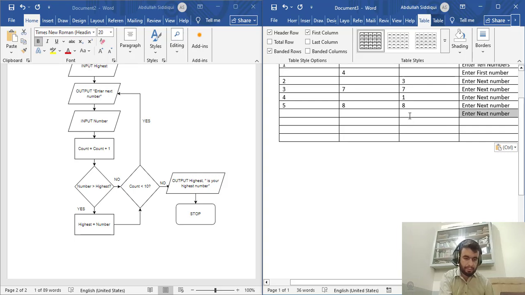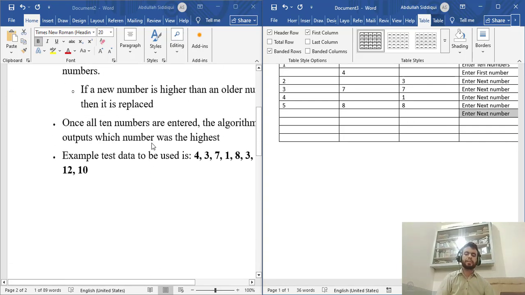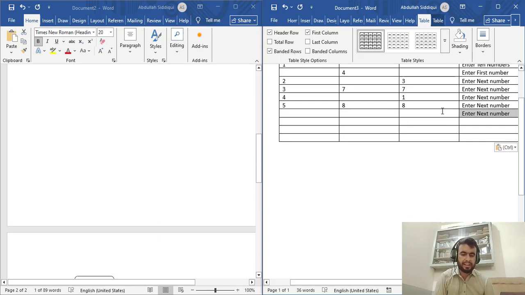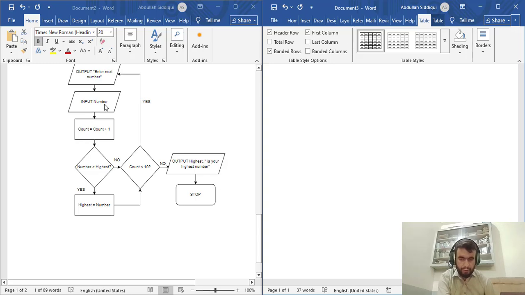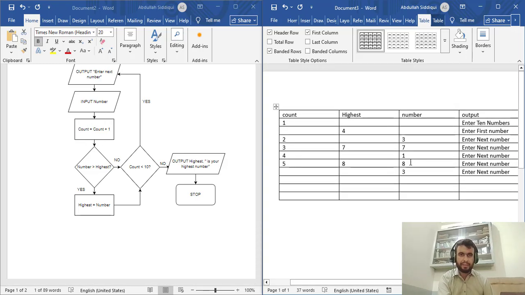Enter the next number. Now what is the next number from the test data? Which is 3. We have taken the number which is 3. We have to increment the count variable. The count variable for now will be 6.